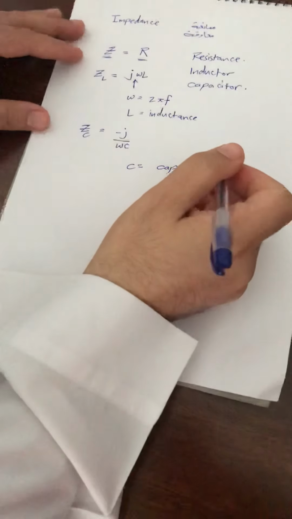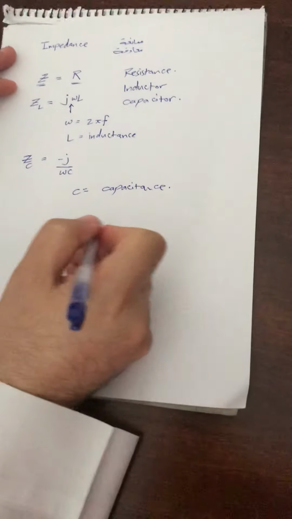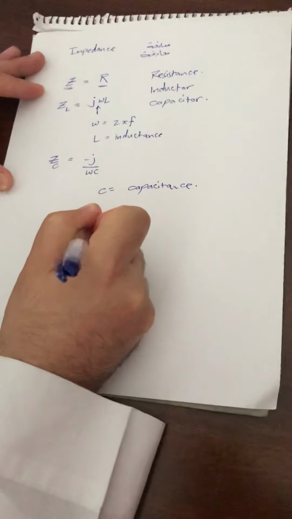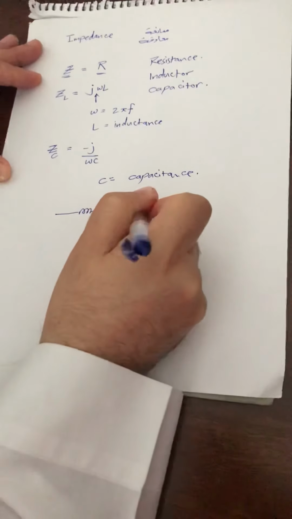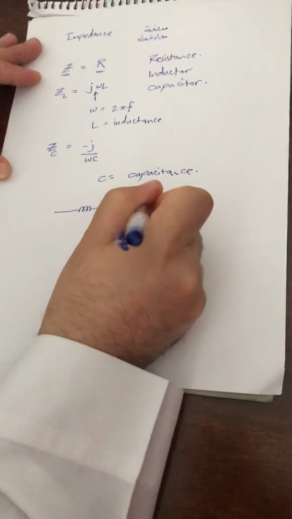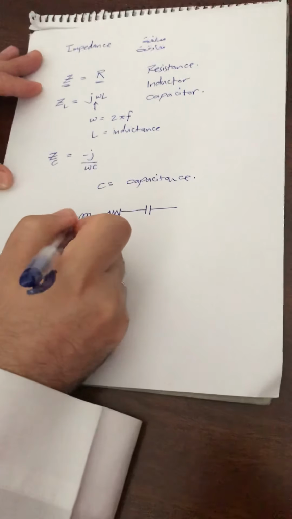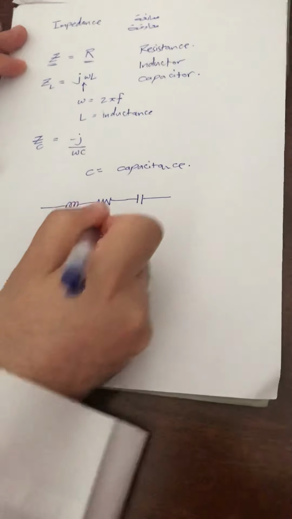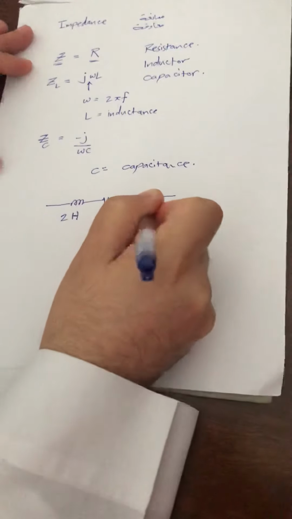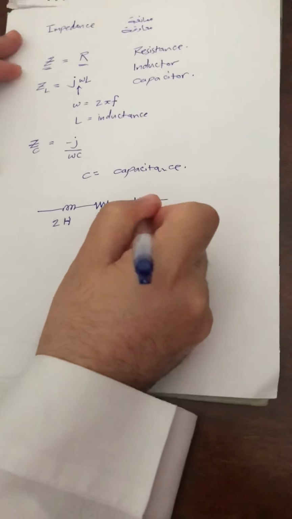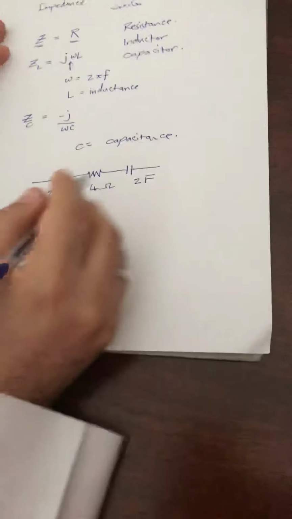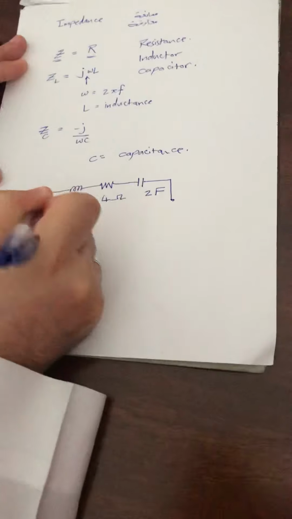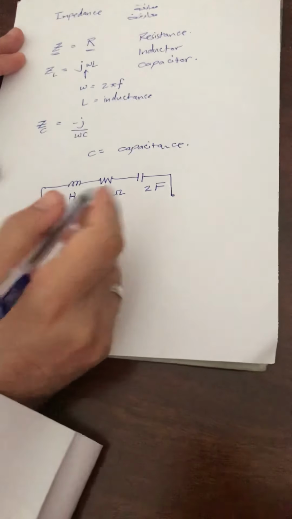Now, in order to calculate impedance for different components, it depends on whether those components are connected in series or parallel. This is a simple example where we have resistor, inductor, and capacitor, and the values are given as follows. Let's say this is 2 Henry, 4 ohm, and for example 2 farad. Now, to get the overall impedance for series connected components, we add them together.